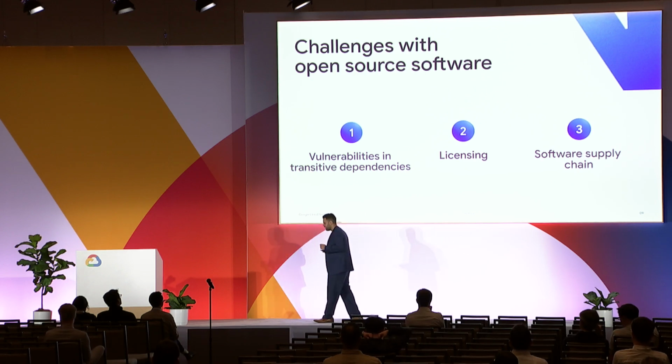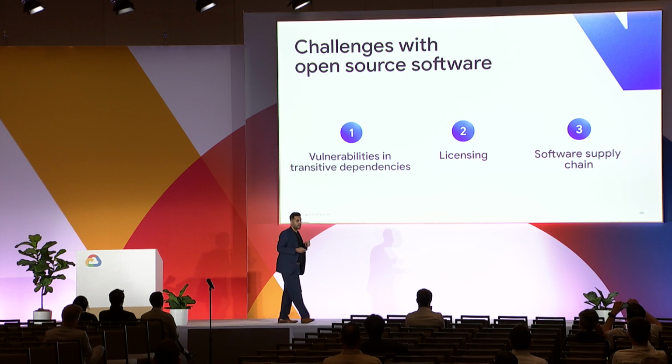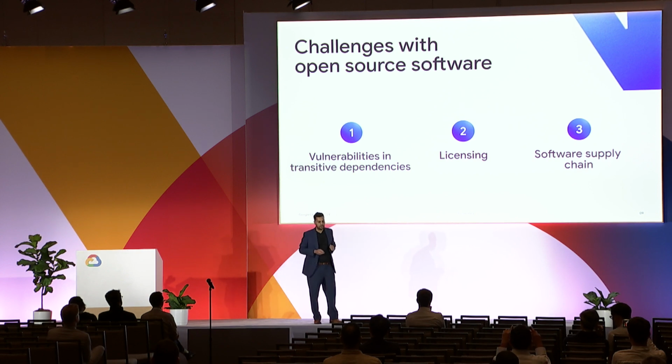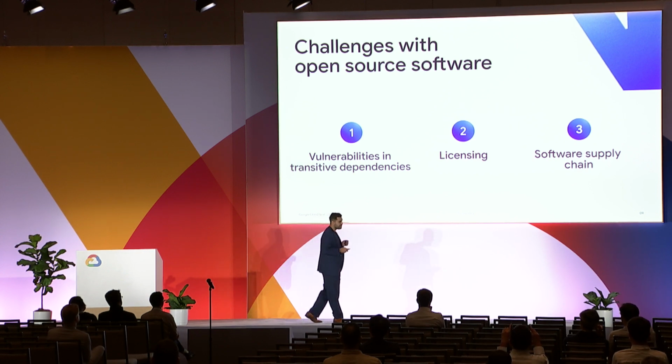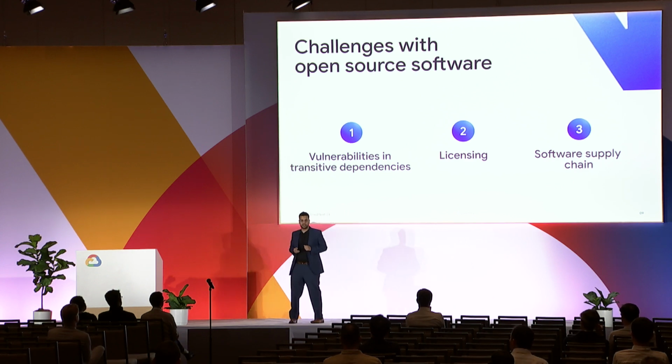So what are the key challenges when it comes to using open source software? Well, first is the vulnerabilities and transitive dependencies, and this has been a top-of-mind concern for most of our customers for the longest amount of time. Second is the licensing associated with the package that carries a ton of legal and compliance risks.